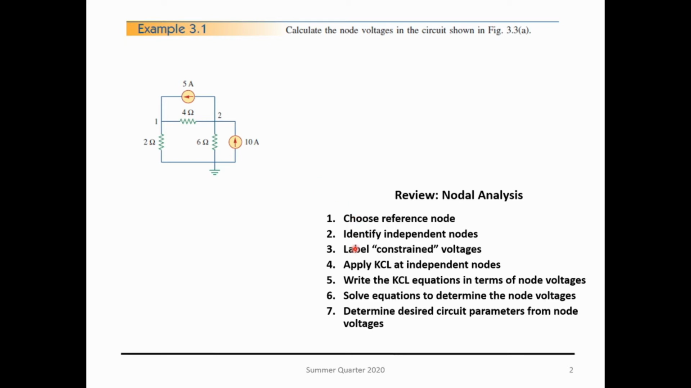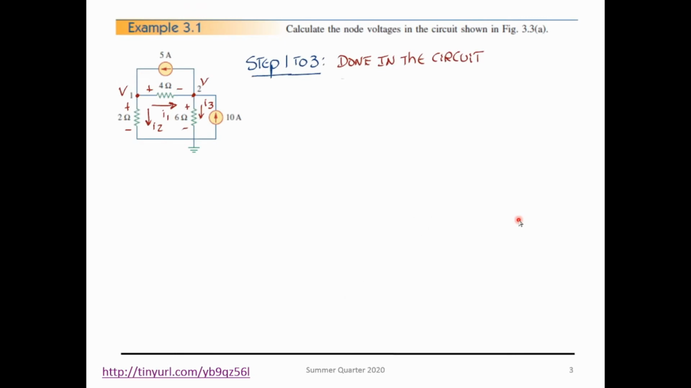We're going to label constraint voltages, V1 and V2. And then steps 4, 5, 6, and 7. This is the one that I'm going to show with more detail. So 1, 2, and 3 are done in the circuit, V2 and V1. I'm assigning currents. Again, the direction that you assign does not matter as long as you put the plus and the minus respectively, and then you apply Ohm's law.